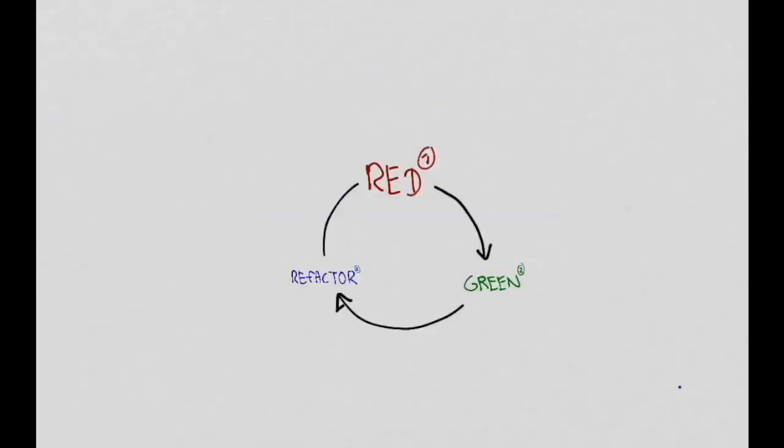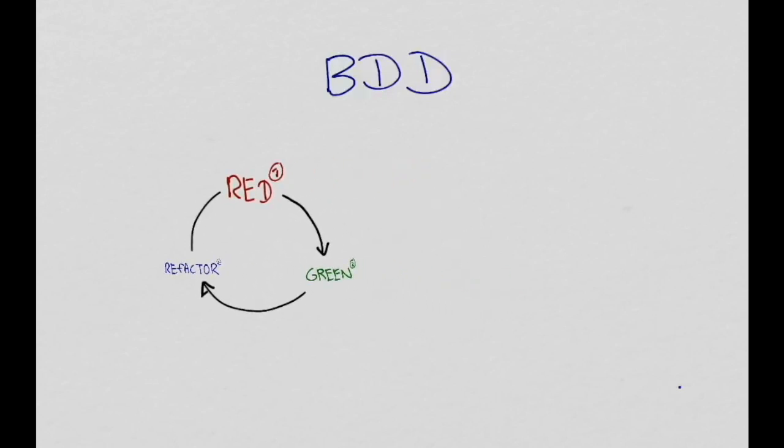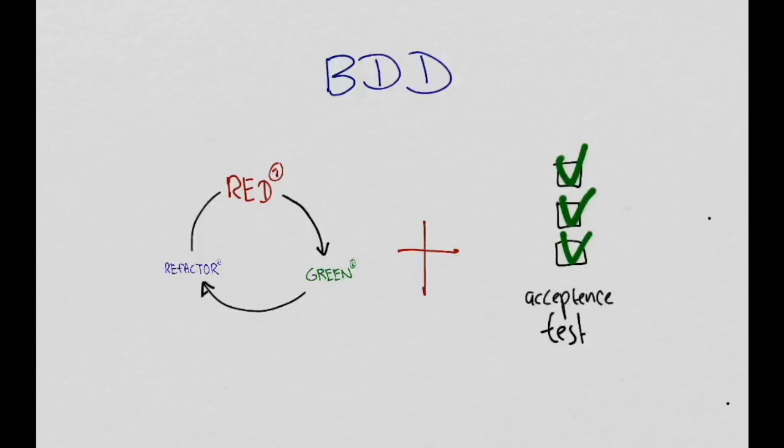BDD focuses on how the user interacts with the application. So it's not testing only units of code, but also the interaction between the units. We call this the behavior. BDD asks the question: when a user does that, then what is the outcome? BDD uses TDD to test the units and an extra part, acceptance testing, to test the behavior.